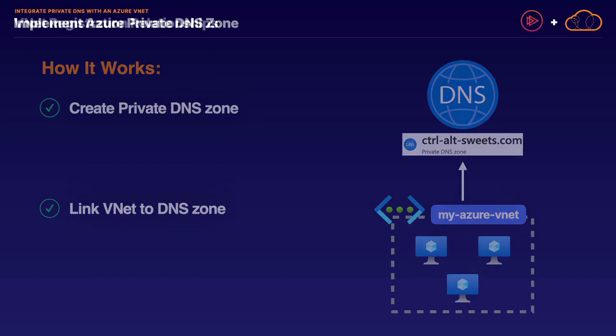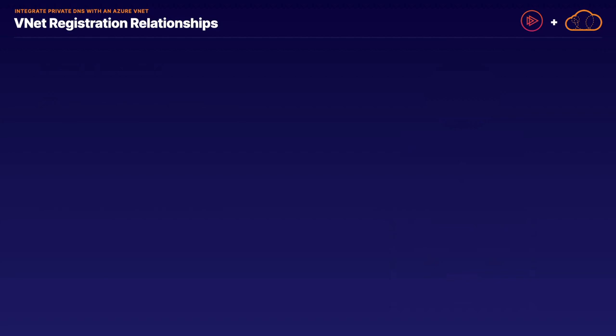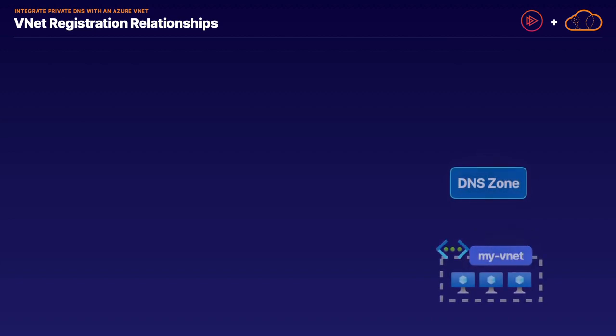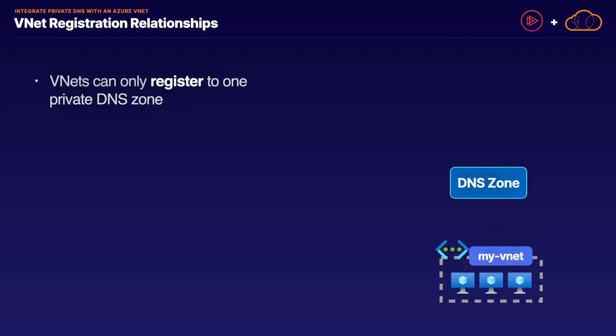Next, let's talk about the relationships between Azure virtual networks and private DNS zones. A few key points to keep in mind. The first is that for registration options, virtual networks can only register to a single private DNS zone. As we will see in our demonstration coming up, once we register our example virtual network to our DNS zone, it cannot register to any other DNS zones.